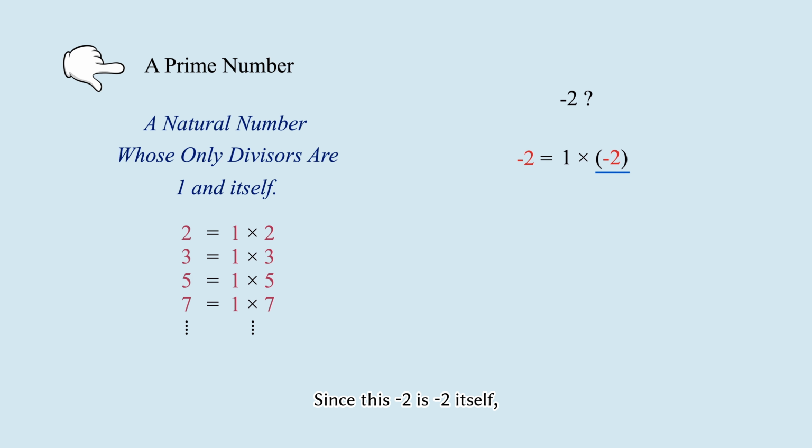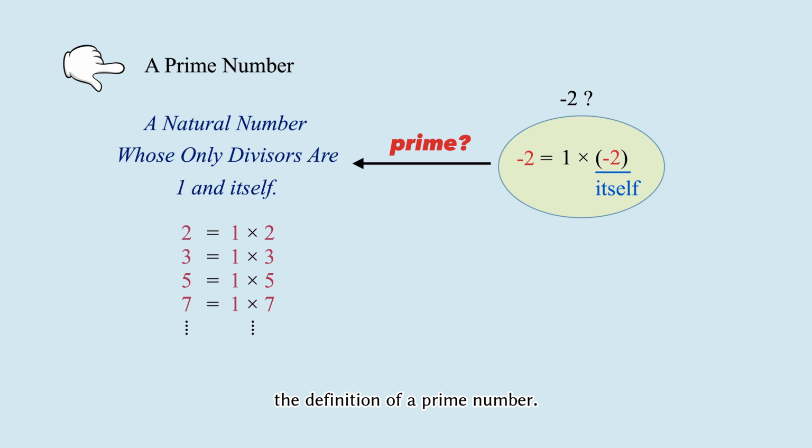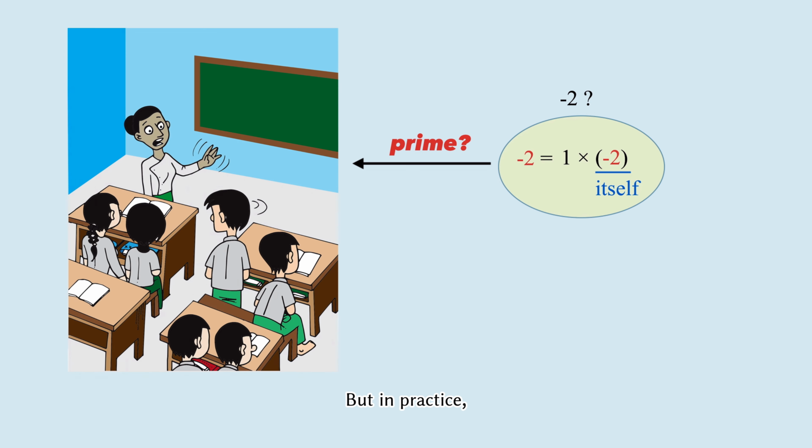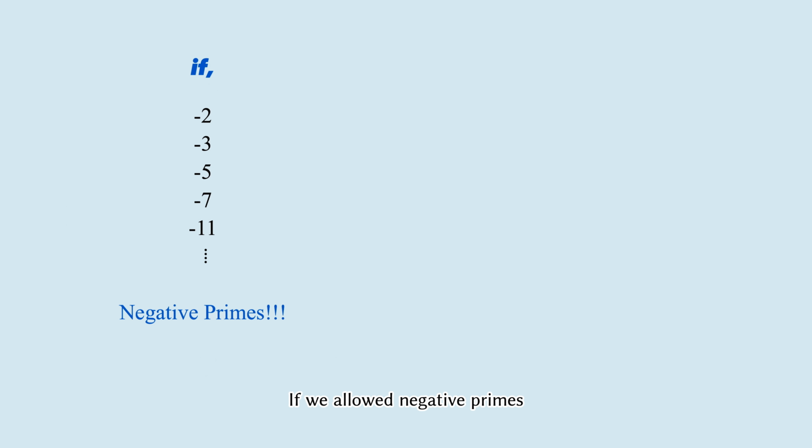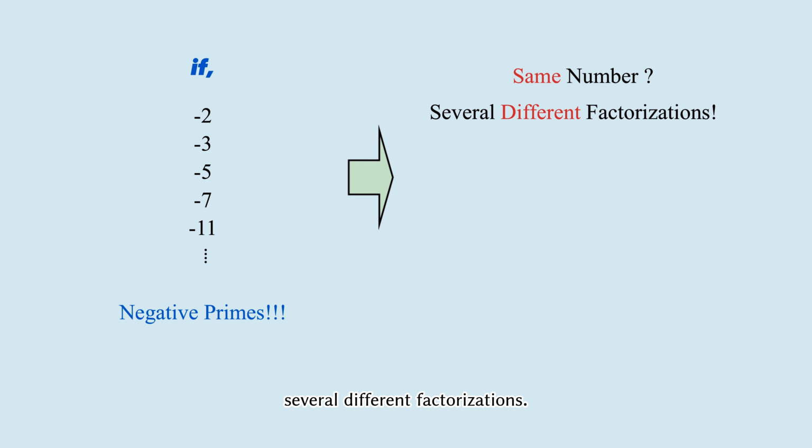Since this negative 2 is negative 2 itself, it might seem to fit the definition of a prime number. But in practice, we usually don't call them primes. Why is that? If we allowed negative primes without any restriction, the same number could have several different factorizations.